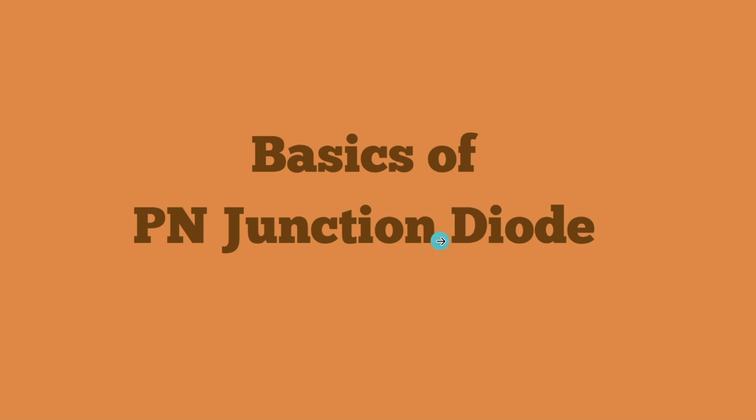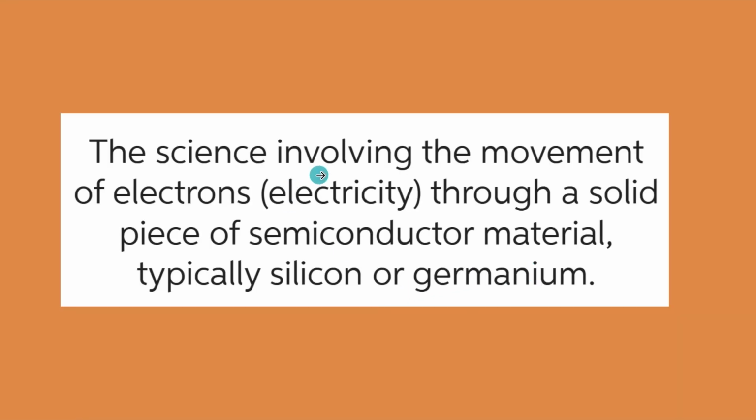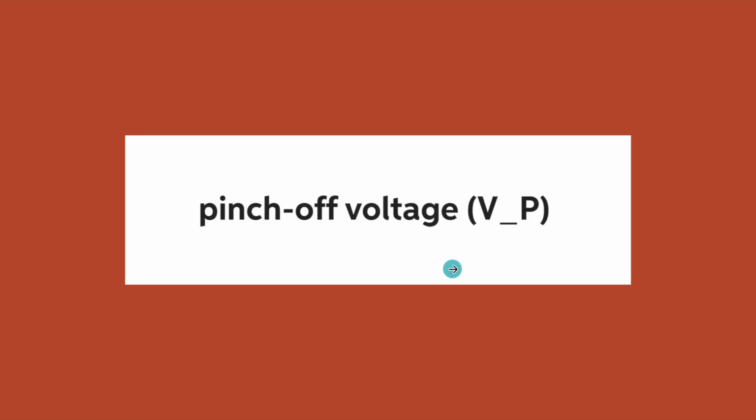The basic of PN junction diode. Solid state technology. What is it? Let's go forward. The science involving the movement of electrons through a solid piece of semiconductor material, typically silicon or germanium. That thing means the solid state technology. Okay, let's go to the next thing.